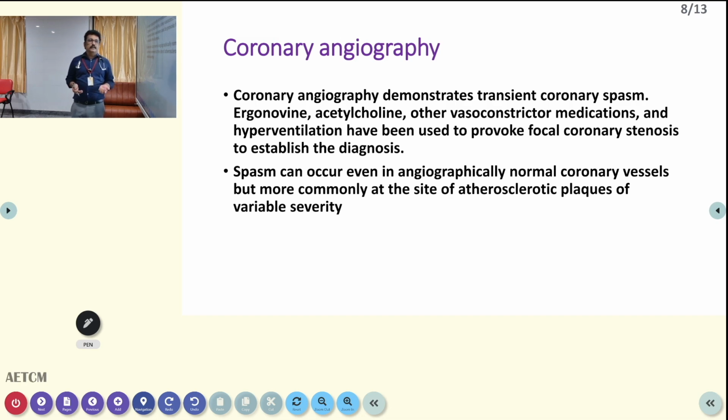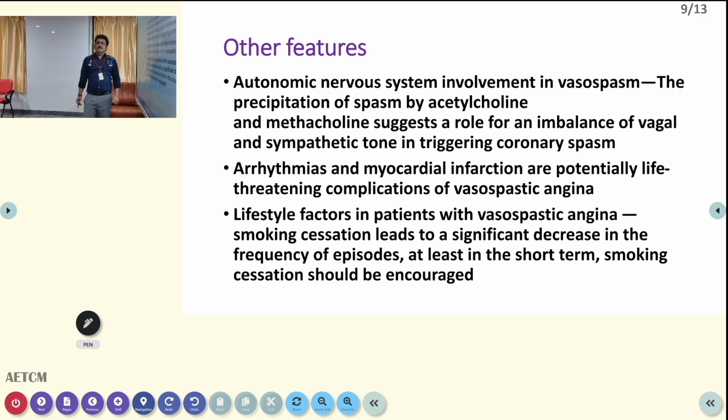Some patients you can see atherosclerotic plaques, but we cannot tell that atherosclerotic changes are producing this problem. With existing atherosclerotic change, if the patient develops spasm, the pain will be more severe, intense pain. Some patients can have autonomic nervous system involvement during vasospasm. Sympathetic tone can be increased, vagal tone can be increased. So they can have bradycardia or tachycardia depending on the tone.